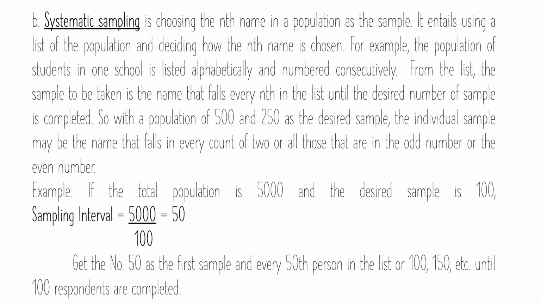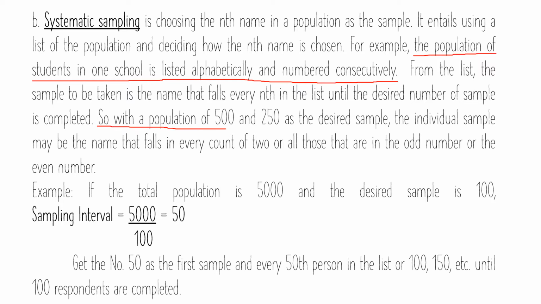Our next sampling technique is systematic sampling. When we say systematic sampling, it is choosing the nth name in a population as the sample. It entails using a list of the population and deciding how the nth name is chosen. For example, the population of students in one school is listed alphabetically and numbered consecutively. From the list, the sample to be taken is the name that falls every nth in the list until the desired number of sample is completed.